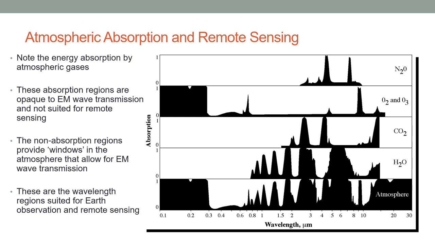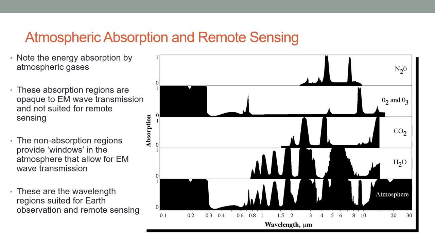Oxygen and ozone also absorb radiation. And nitrous oxide also absorbs radiation. The sum total effect is that you have regions of complete absorption. Notice that at less than 0.3 micrometers, all the light is absorbed such that we have an opaque window available to us in the atmosphere.